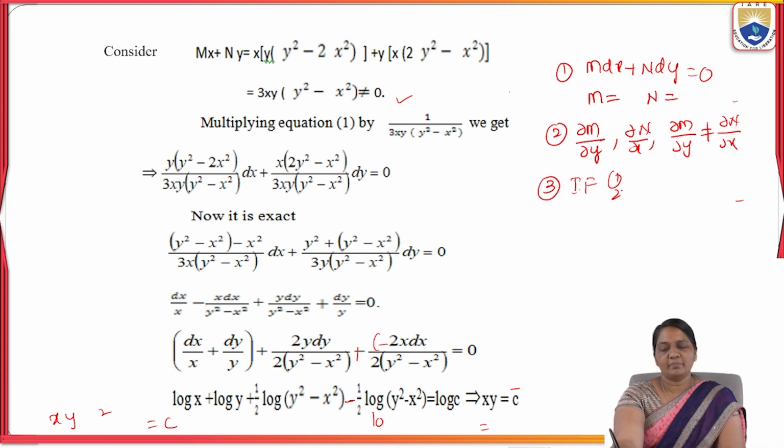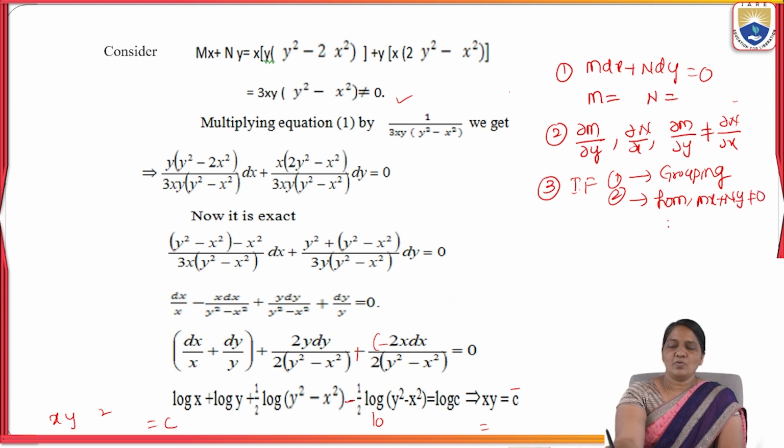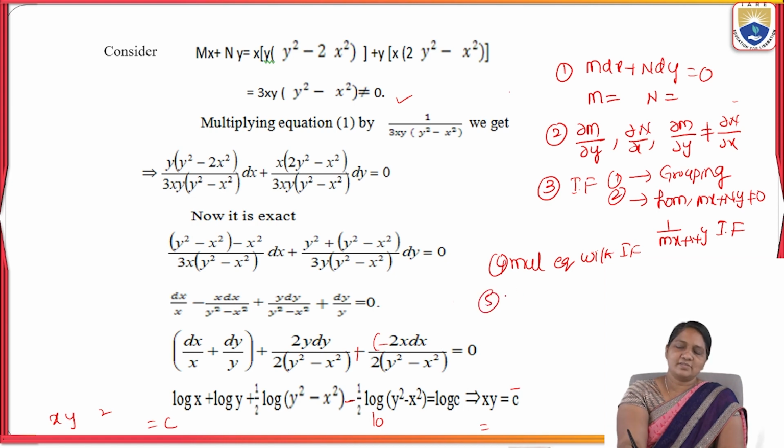We are having 5 methods. First, we are seeing here second method. In the first method, grouping the terms. And second method, it should be a homogeneous equation and mx plus ny not equal to 0. Then 1 by mx plus ny is the integrating factor. So after calculating the integrating factor, multiply the given equation with the integrating factor. So then we are going to get the exact differential equation.